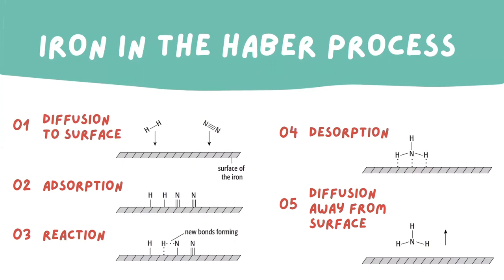After that, desorption occurs, where the bonds between ammonia and catalyst are broken. Although the bonds between the iron catalyst and the reactant molecules are strong, they are weak enough that when the new bonds are formed, the bonds can easily be broken, allowing the products to leave the surface. That is when the diffusion away from the surface occurs.